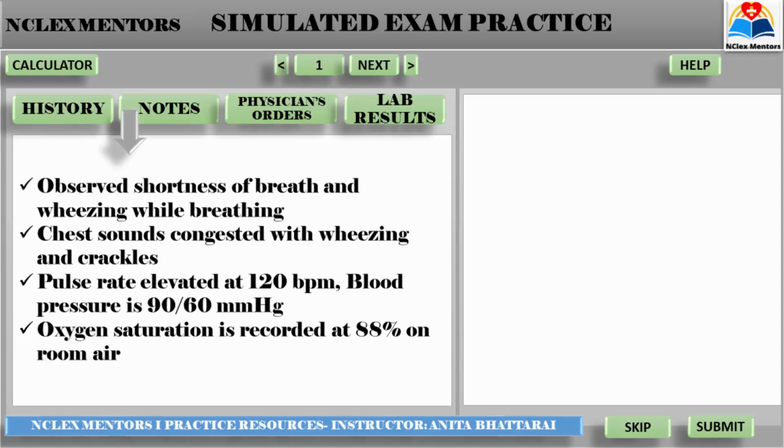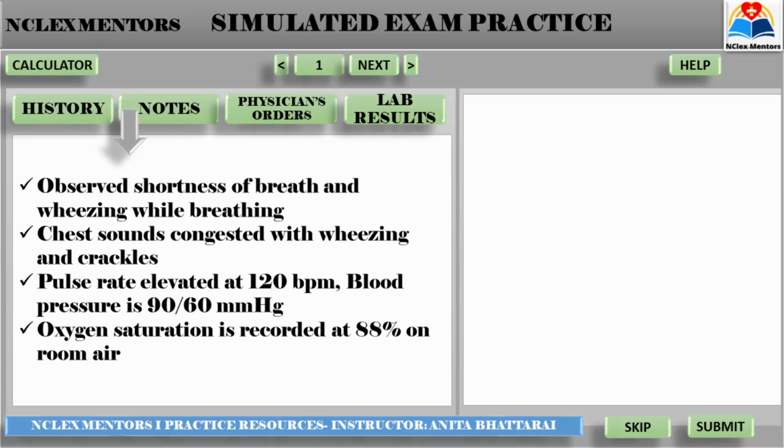Let's see the patient's history for the case study. A 65-year-old male patient has been admitted with symptoms of shortness of breath, cough, and wheezing. He has a history of smoking and asthma. Nurse's notes read: observed shortness of breath and wheezing while breathing. Chest sounds congested with wheezing and crackles.